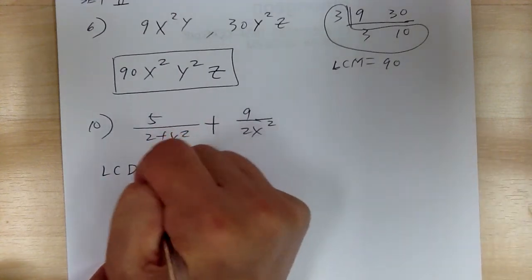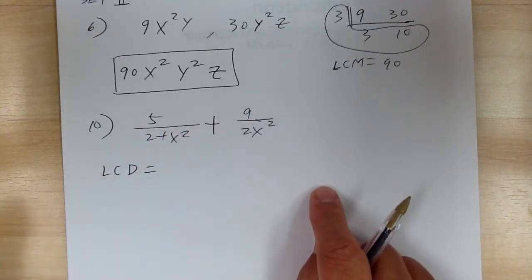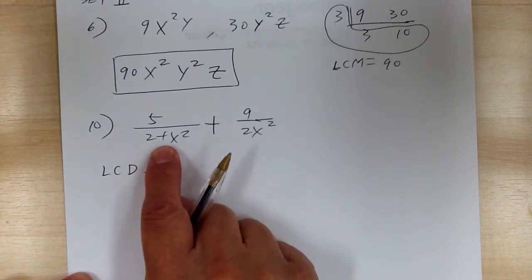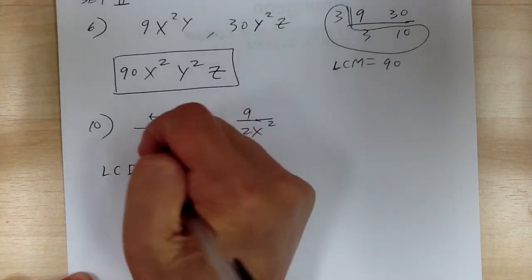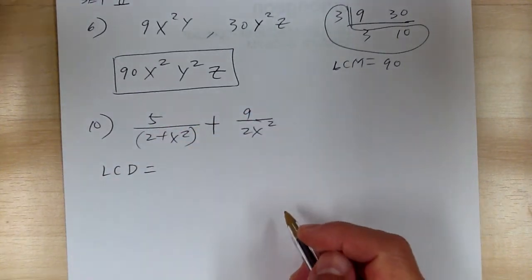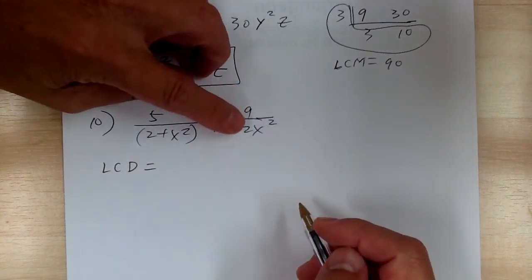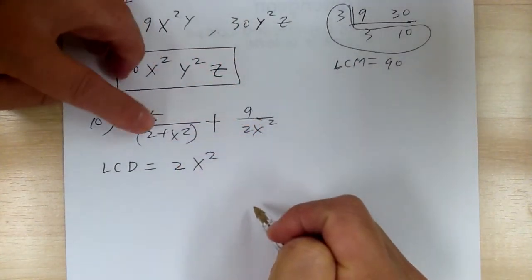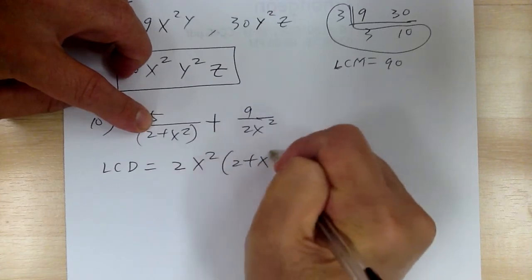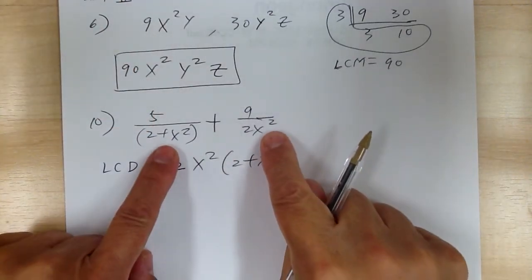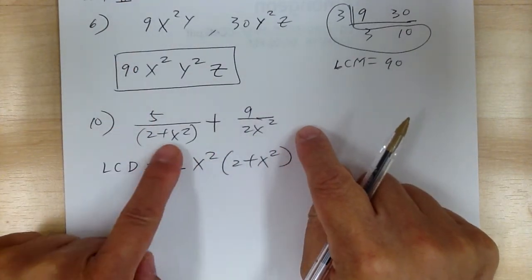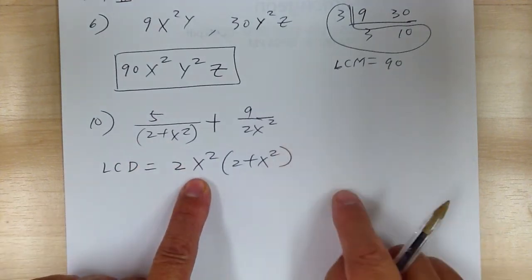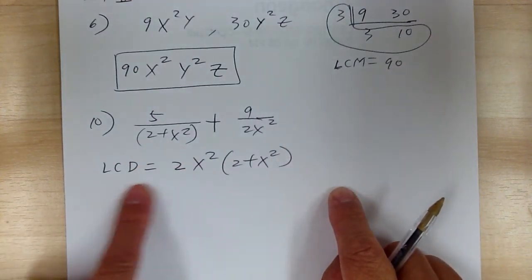So for the LCD, in this case, again, you have to do the number, the alphabet, and the group. When you have addition or subtraction, you have to treat this as a group. So go down each item. First you do the number. The number is 2. The alphabet is x squared. And the group is 2 plus x squared. Again, these two are very different things. This is the alphabet. This is a group. So that's your LCD.